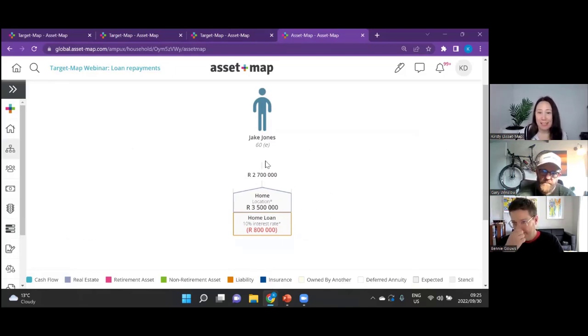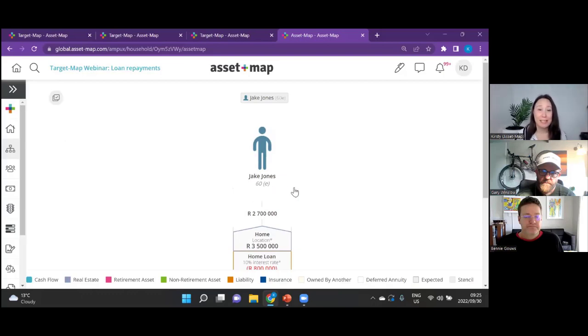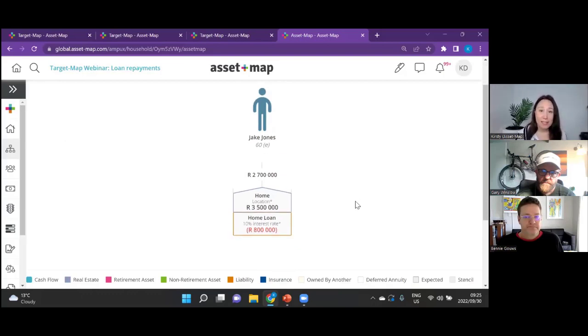So in this example, I've said this client is 60, they have a home, and they still have a bond on that home of 800,000 with an interest rate of 10% that will be paid off in 10 years. But let's say this client says, I'm 60 now, I want to retire at 65. How do I pay this off quicker so that I can get to retirement and have it paid off already?